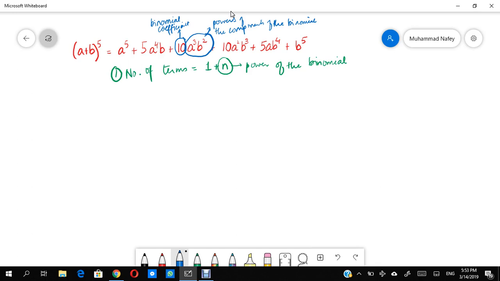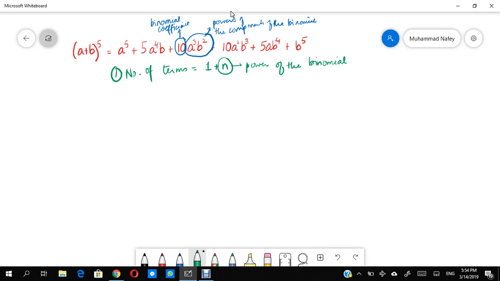Conversely, what happens for the second component of the binomial? The second component has a power of 0 in the beginning. Therefore, it's not written at all. And in the successive terms, the powers of the second component increase by 1. So you can see that in the first term, the second component, that is b, is non-existent. However, in the second term, b has a power of 1. In the third term, b has a power of 2, and this increase continues until in the last term, the second component has the maximum power, that is equal to n.